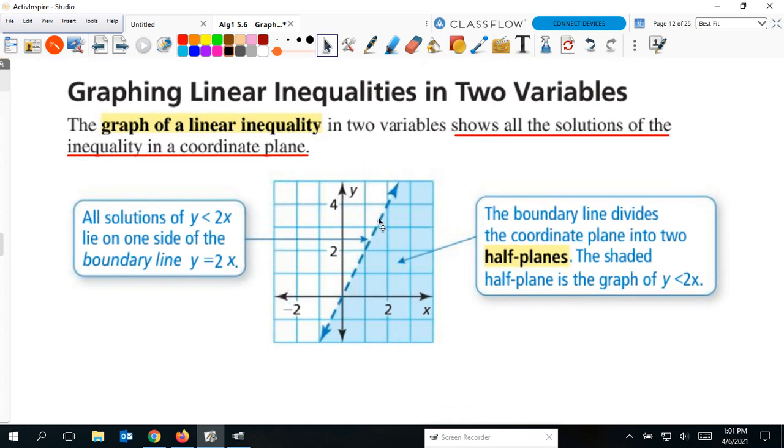So this is our inequality graphed. Our linear inequality is graphed. And so the graph of it shows all of the solutions. So the shaded part represents where all the solutions are.